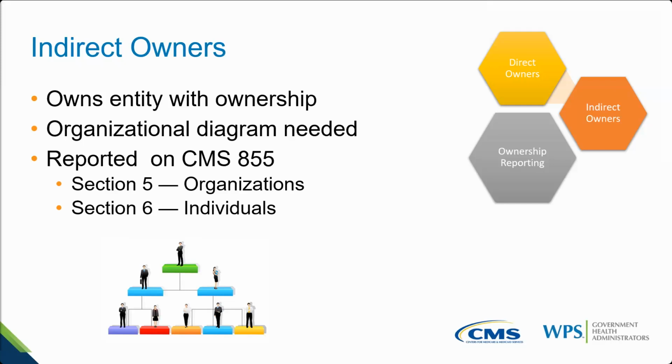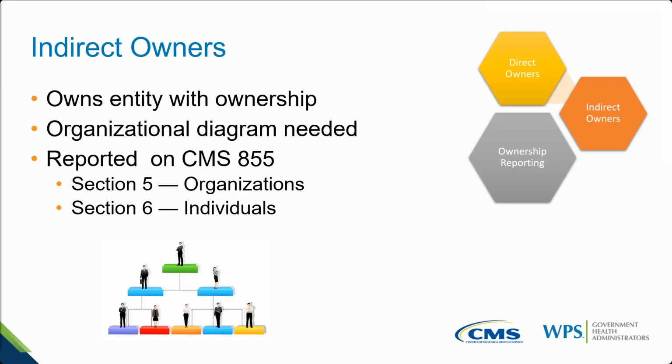Indirect owners are going to be reported really just like a direct owner. So if you have organizations that have indirect ownership, they're listed in Section 5 as well, as they would be if they were direct. And if you have individuals with indirect ownership, they're listed in Section 6. When we get more into the roles, we're going to talk about how they designate themselves as an indirect or direct owner. That is reported on the CMS 855 application and will be developed for if the organizational diagram shows something missing from that application. So we will ask about that.